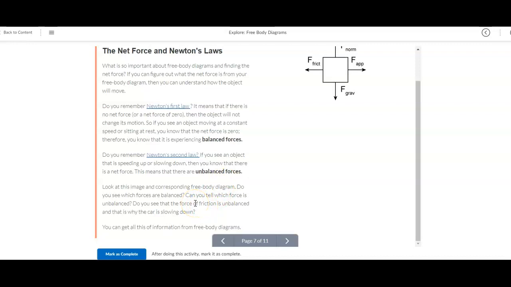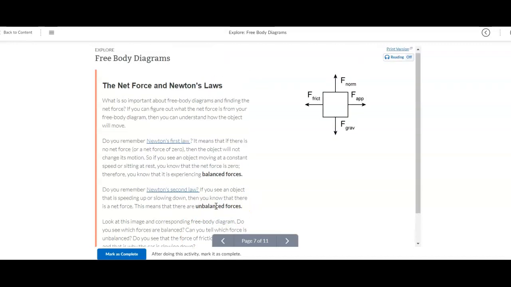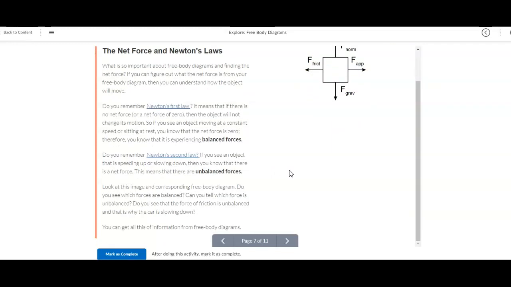And then look at the image and corresponding free body diagram. Do you see which forces are balanced? So all of the arrows look like they're about the same length. Can you tell which force is unbalanced? Do you see that the force of friction is unbalanced? So maybe this is a little bit shorter? And that is why the car is slowing down. So you can get all of this information from free body diagrams.